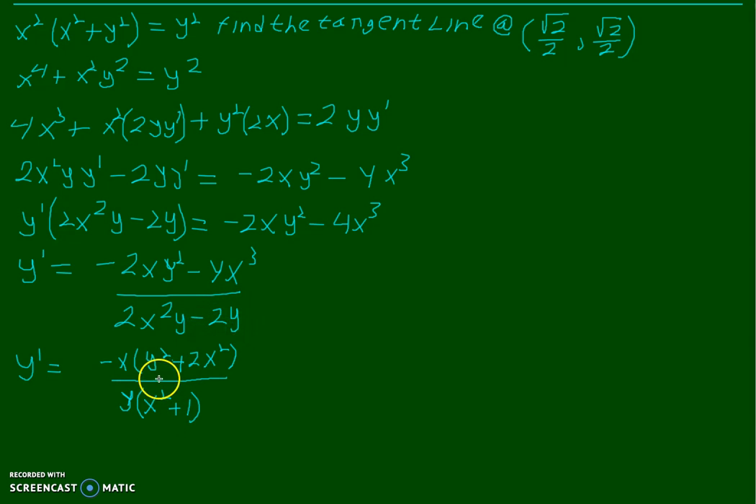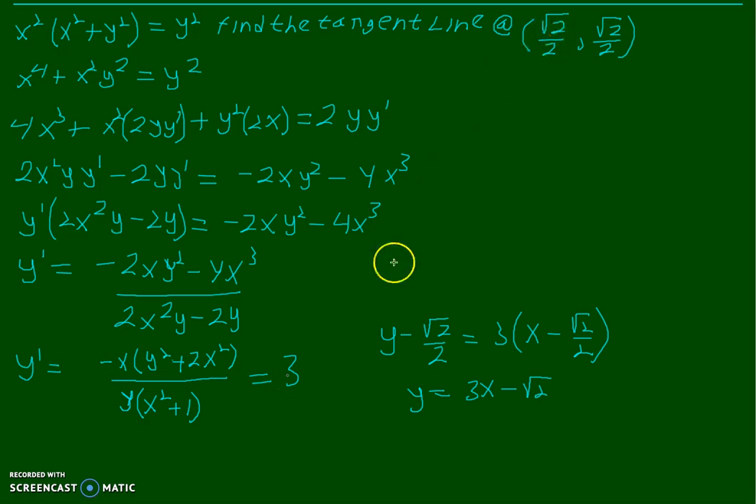To save time here, I divided every term by 2 and factored out an x out of the numerator, actually a negative x, and factored out a y out of the denominator. If we evaluate this at this point, we get 3. Taking this point and slope and putting in point slope form, here's our equation, and this is our equation in slope intercept form.